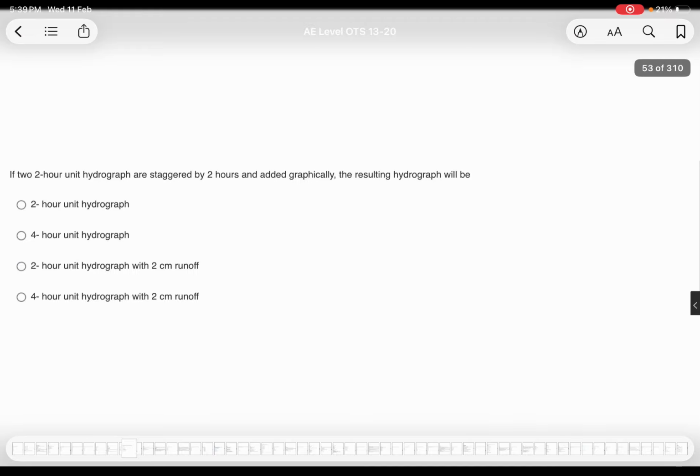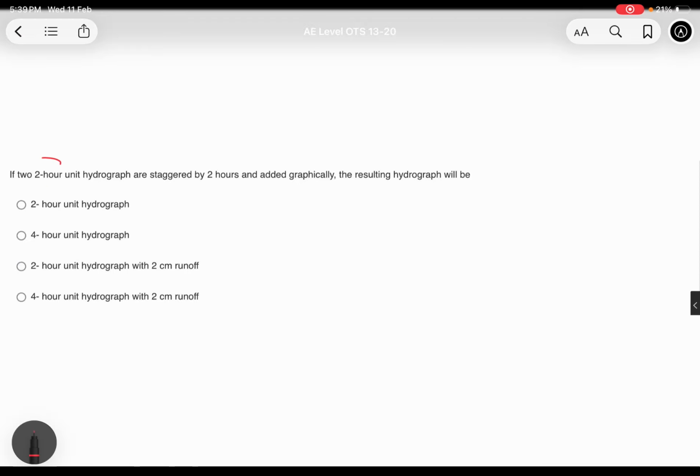Next, let's talk about this. If 2-hour unit hydrographs are staggered by 2 hours and added together, the resulting hydrograph will be a 4-hour unit hydrograph with 2 centimeter runoff, because 1 plus 1 becomes 2 and 2 hours plus 2 hours becomes 4 hours.